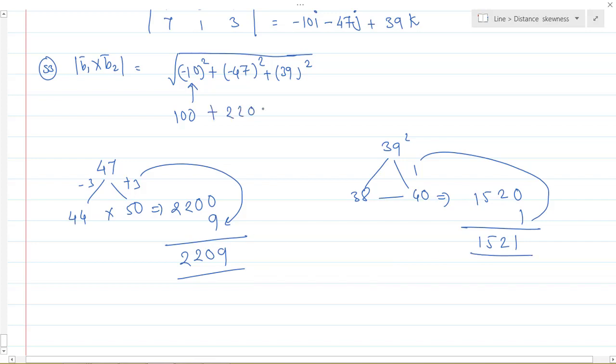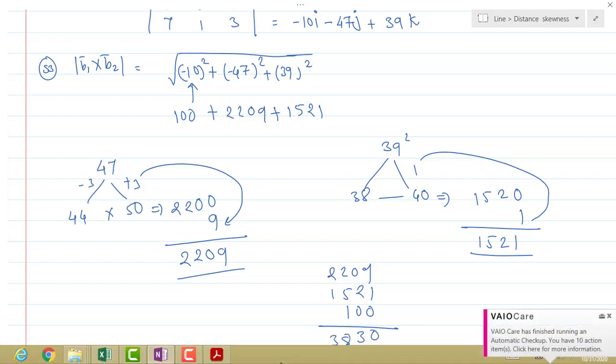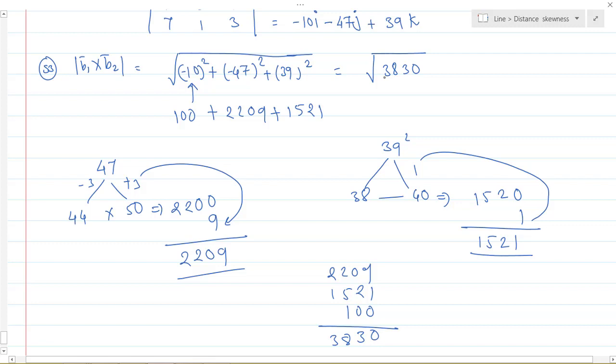So 2209 plus 1521. Now let's add this. So what will you get? It is 2209, 1521 and 100. So it becomes 3830. So 3830 is under the square root. 3830 is under the square root.